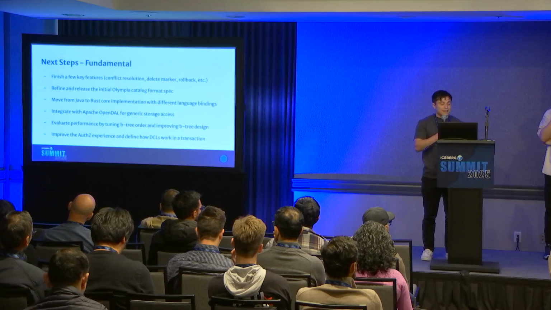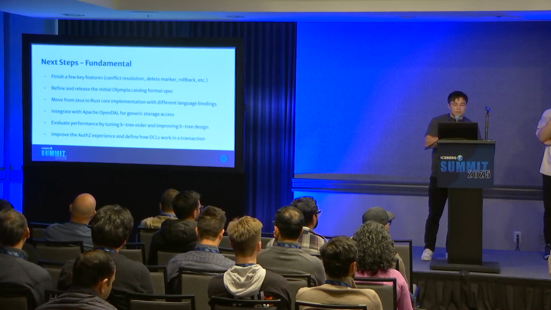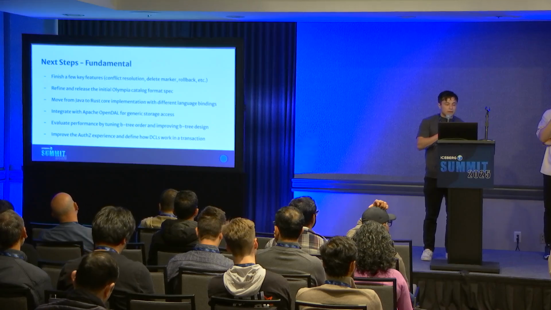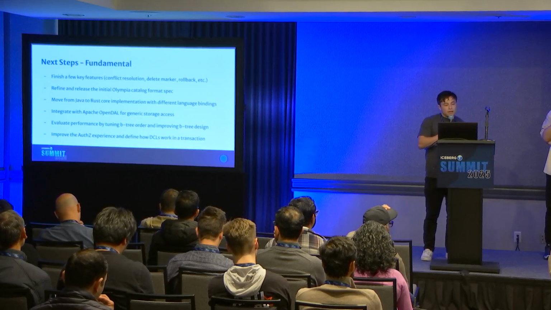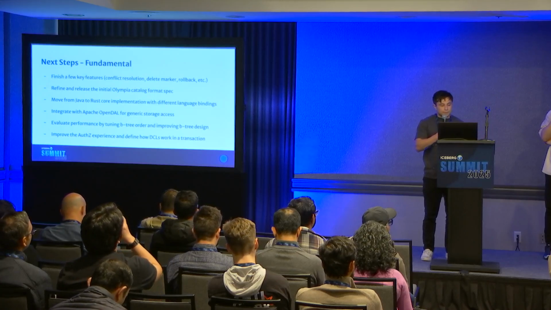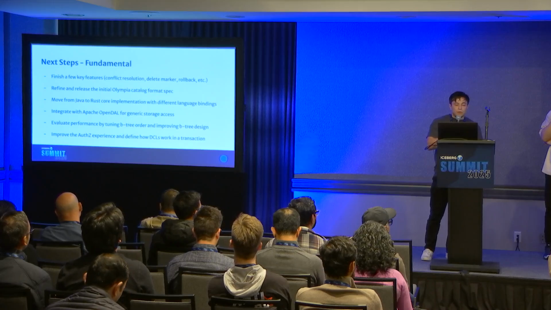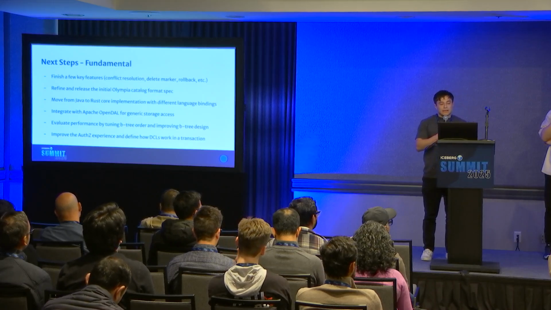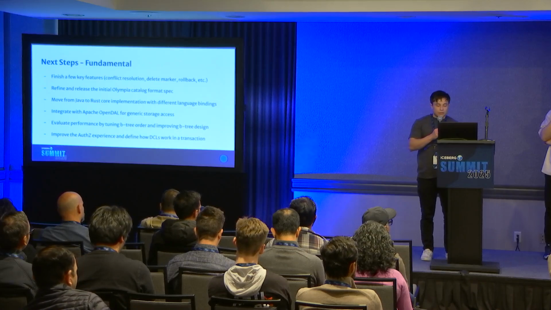Also, one thing is the B-tree gets better, right? There are other optimizations that can be done for our use case, and we can evaluate the performance by tuning that B-tree and improving the design. And lastly, we would like to improve the authz experience and define how DCLs work in a transaction.